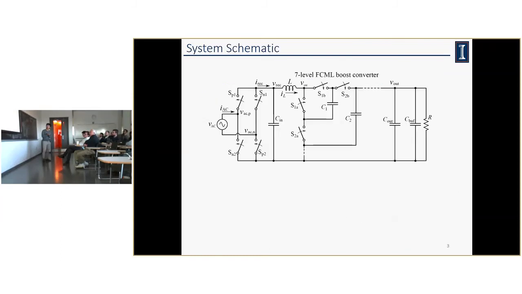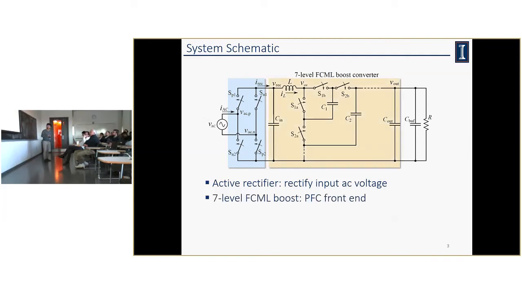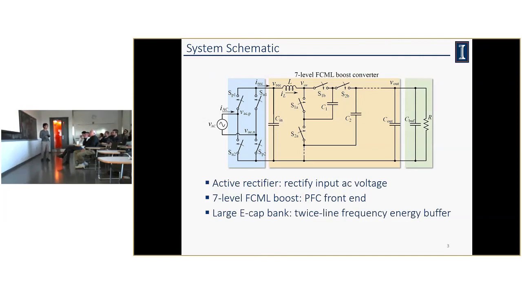So let's start with the system schematic. From the AC input, we have an active rectifier that's controlled at the line frequency to rectify the input AC voltage for the boost converter. The boost converter controls the input voltage and current in phase and boosts it up to a constant DC voltage that's always higher than the line voltage. And then we have a large electrolytic capacitor bank at the output to buffer the single phase power pulsation.